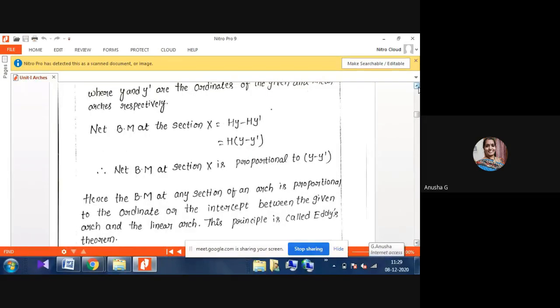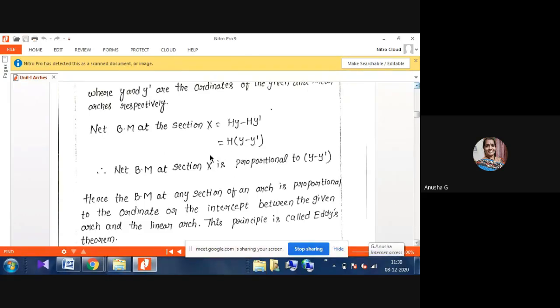Eddy's theorem is telling us that wherever the moment occurs, at that point there will be some horizontal reaction that must be multiplied with the vertical ordinates. That is the main definition of Eddy's theorem. The net bending moment acting at that section X must equal the horizontal reaction H multiplied by Y minus Y dash. This Y minus Y dash is what we consider directly as Y.